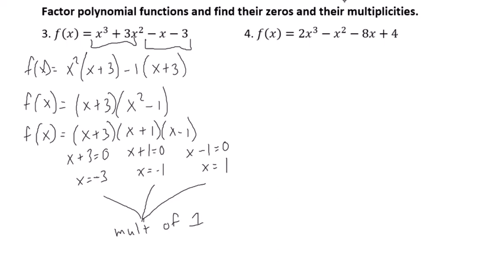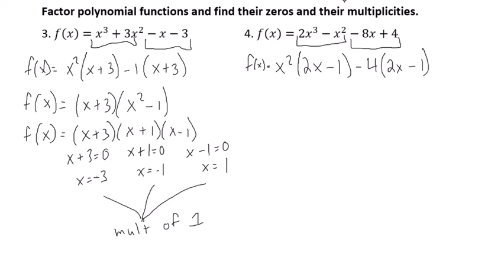Here, again, factoring by grouping. Group these two, and x squared, which will leave a 2x minus 1. Leading term is negative. Factor that out. Factor out a -4 would leave 2x minus 1. Okay, so then f of x now becomes 2x minus 1 and x squared minus 4.